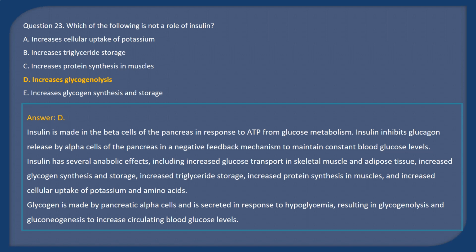Glucagon is made by pancreatic alpha cells and is secreted in response to hypoglycemia, resulting in glycogenolysis and gluconeogenesis to increase circulating blood glucose levels.